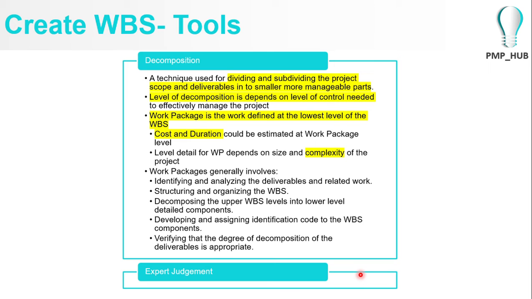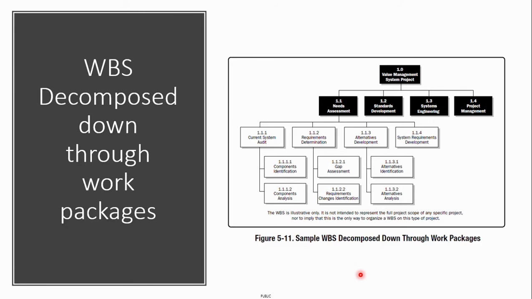We call it a control account on the time, and a control account on the cost, where you can control the cost and the time at a work package level. So that is decomposing into work packages. Again, the primary factor is expert judgment. This is where you bring your experience of your previous projects, how much degree you are going to decompose your deliverables.